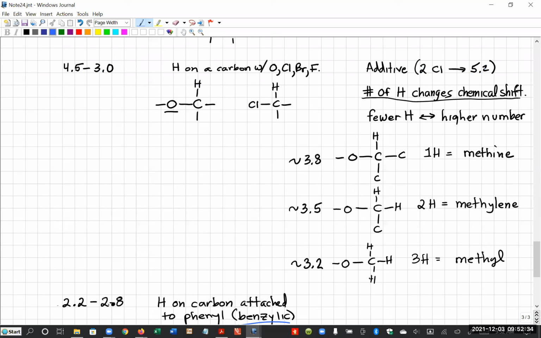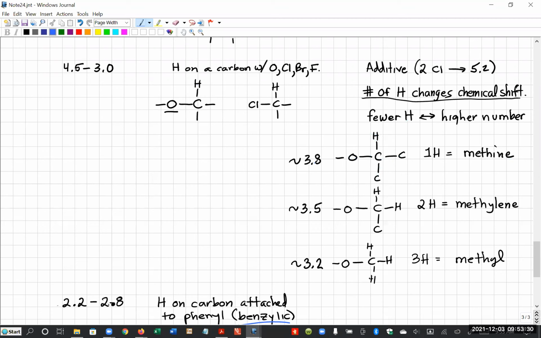Okay. So it adds. So again, these are not fixed in stone. They're guidelines. The other thing about this is that when we have real organic molecules and we have a hydrogen attached to carbon, carbon has an oxygen, for example, well, that carbon can then have other carbons, or it could have hydrogens on it. And it turns out that the number of hydrogens changes the chemical shift. Basically, the fewer hydrogens you have, the higher the chemical shift number for the same type of group attached. So here's an example. If we have 1 hydrogen attached to a carbon, and that carbon has an oxygen and then 2 other carbons attached, so there's only 1 hydrogen total. We call that a methine group. And that's going to have a very high chemical shift, probably about 3.8.